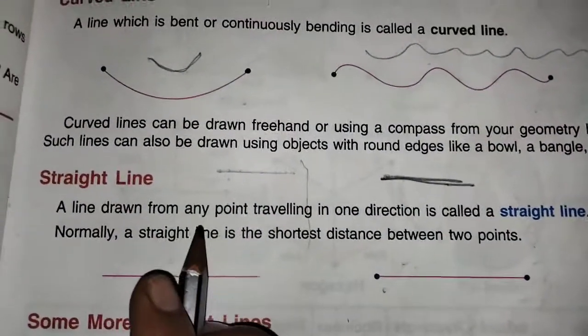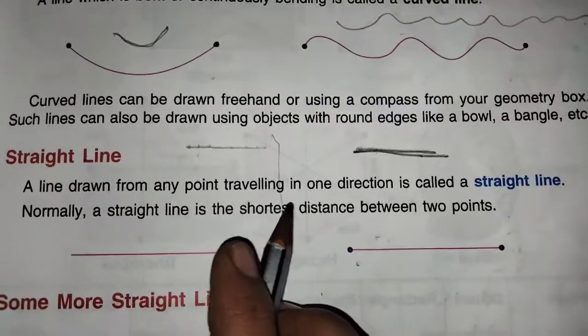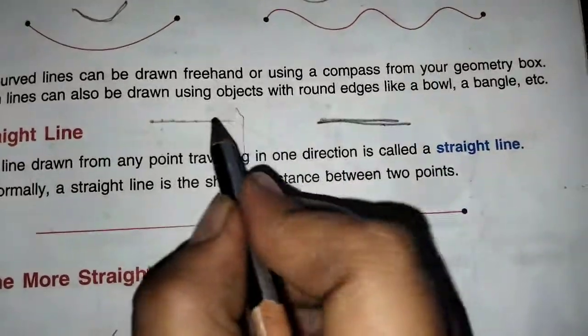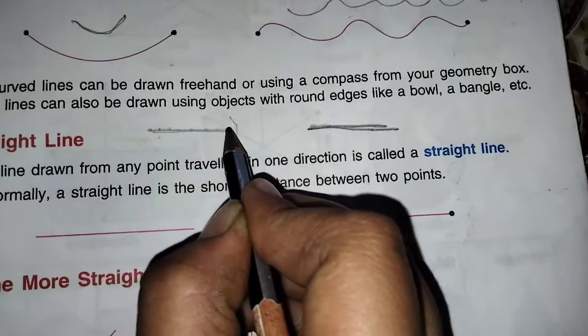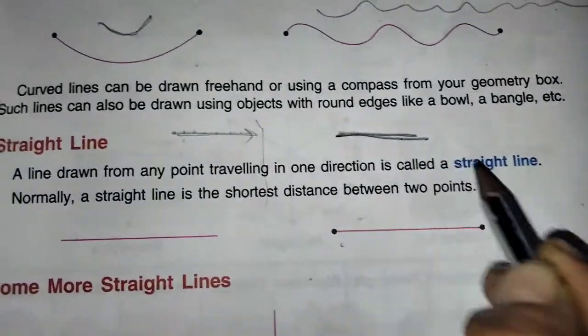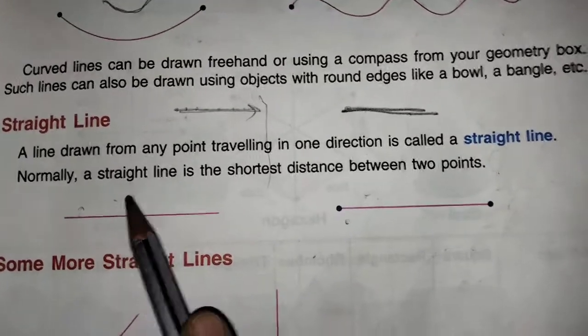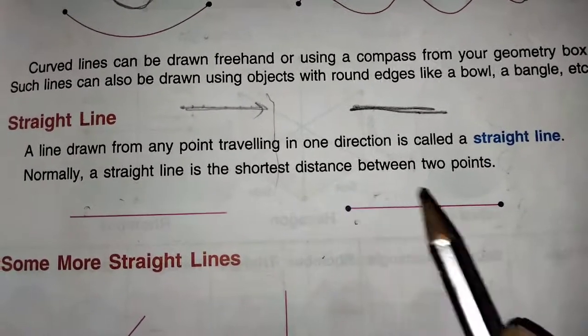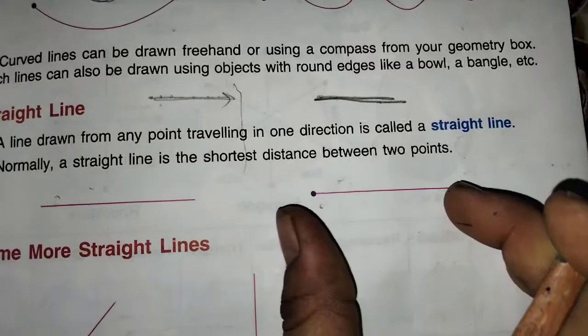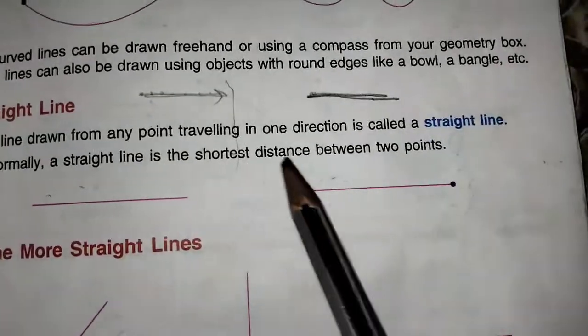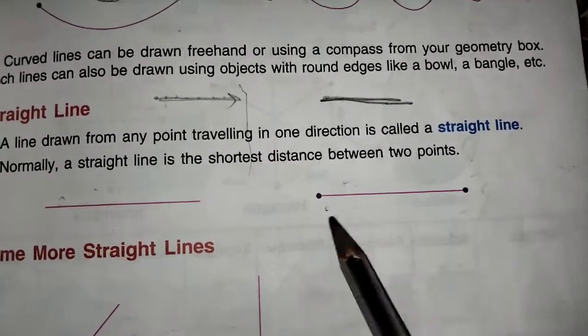A line drawn from any point traveling in one direction. Now this is one direction only. Traveling in one direction is called a straight line. Normally, a straight line is the shortest distance between two points. Now this is a straight line. It is the shortest distance between two points.